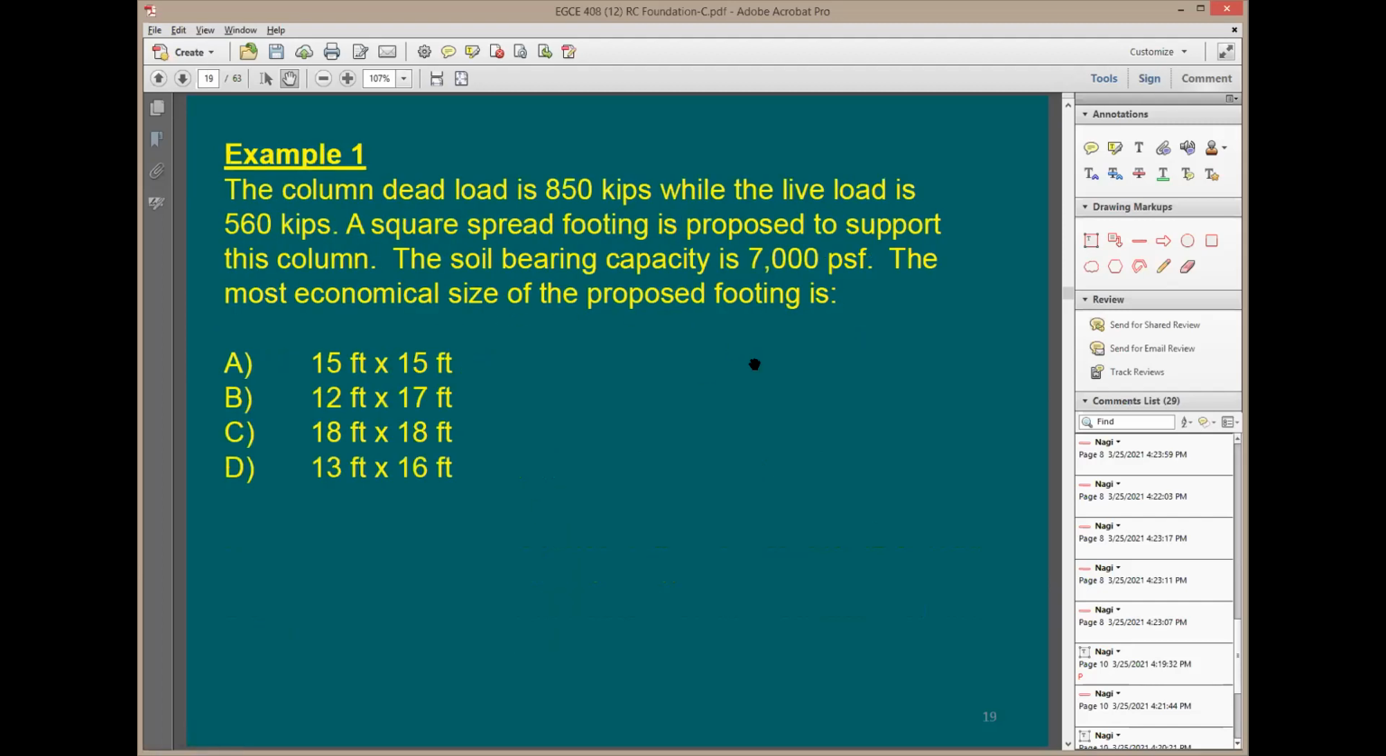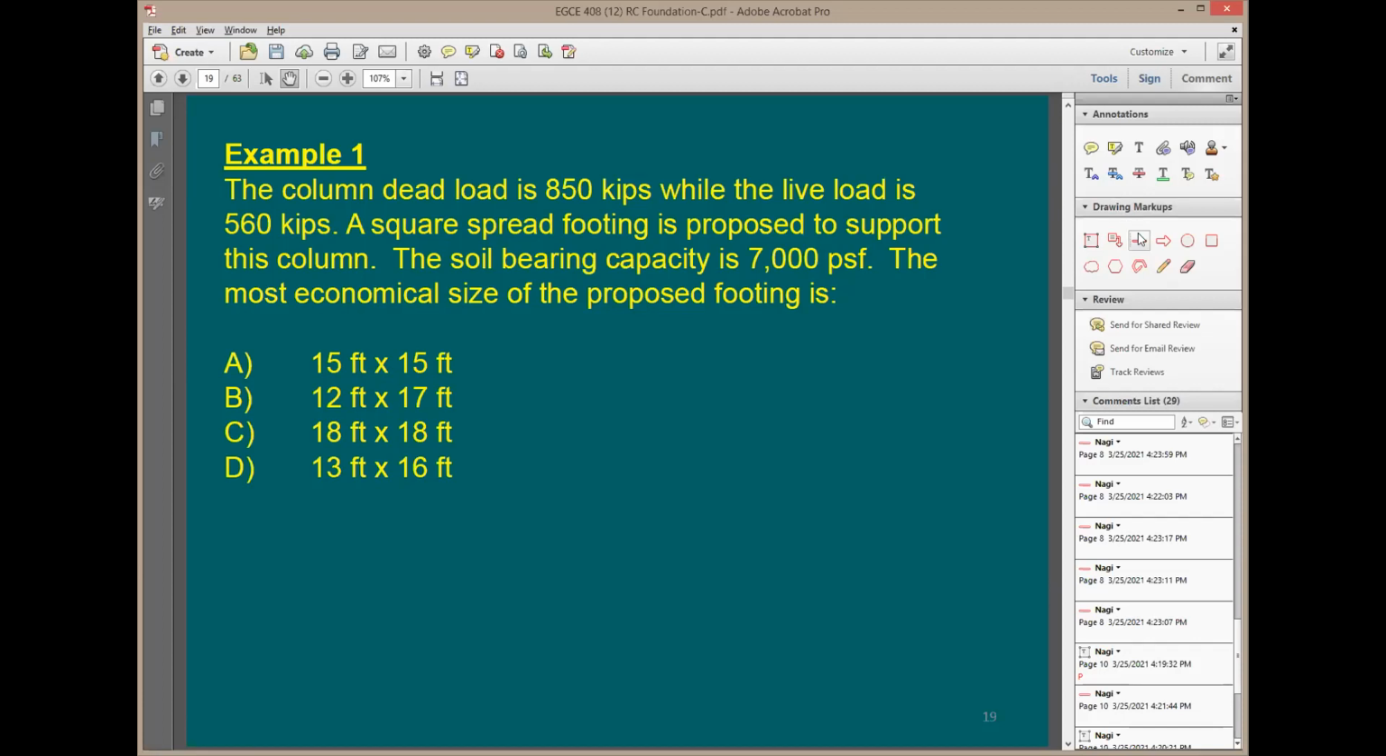I have one example. They give you here column dead load 850, live load 560, and say that we're going to have a square footing. The soil bearing capacity, or allowable soil pressure, which is the same term, is 7,000 psf, pounds per square foot. And it asks what's the most economical size of the proposed footing. Okay, it says square footing.